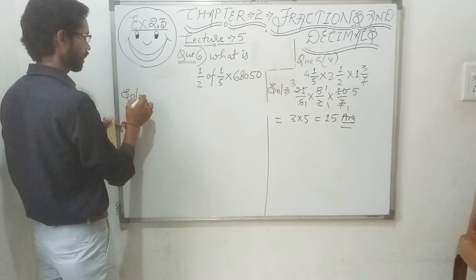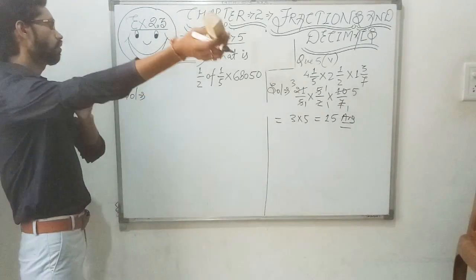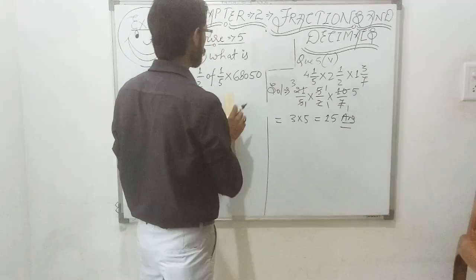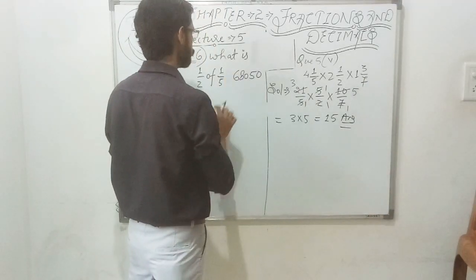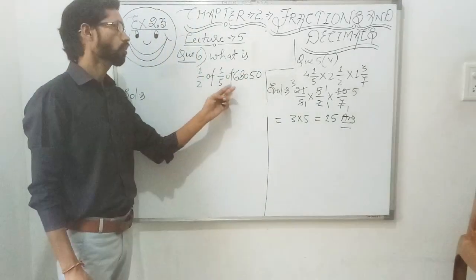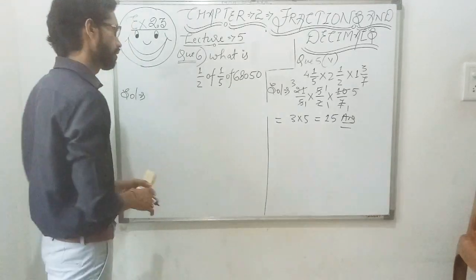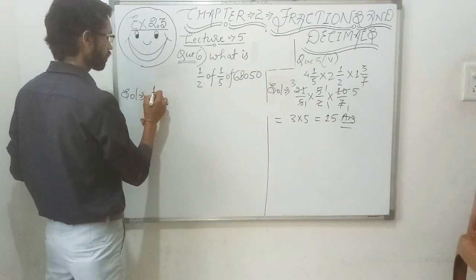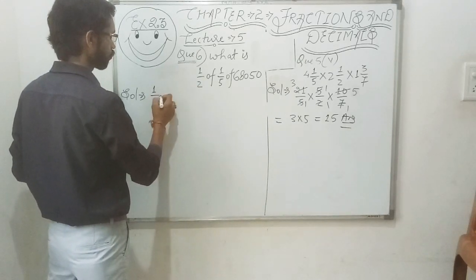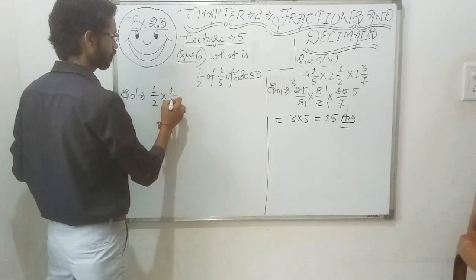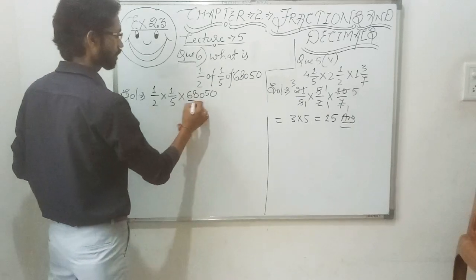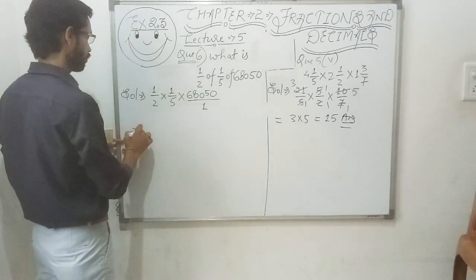We'll start from this side, from the corner. Okay, so as I told you, sorry, we missed off here once again. 1 by 2 of 1 by 5 of 68,050. As I told you in the previous lecture, what is the meaning of of? Of means multiplication. So 1 by 2 multiplied by 1 by 5 multiplied by 68,050. In the denominator we can take it 1.